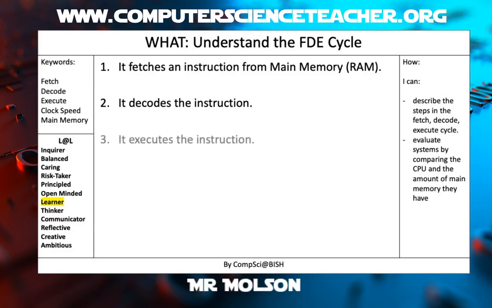Instruction number three is to execute that instruction. Once the CPU has decoded it and understands what the instruction is, it then executes it, and that is it. That is the fetch, decode, execute cycle, and that is all your CPU does. It just repeats that cycle over and over again.